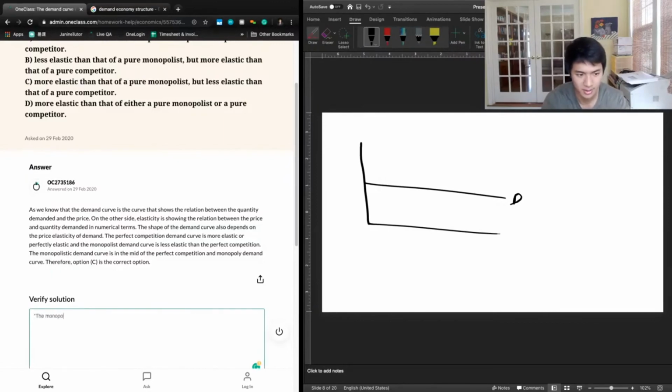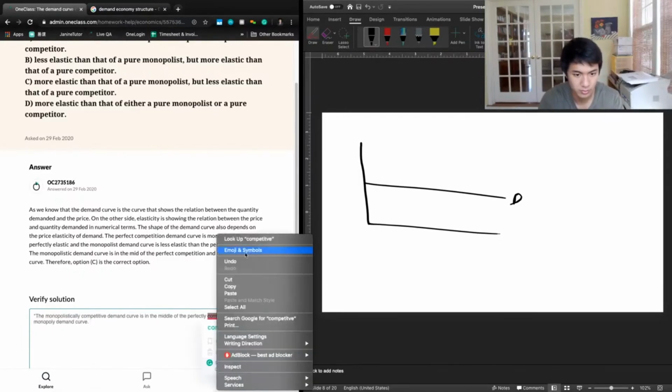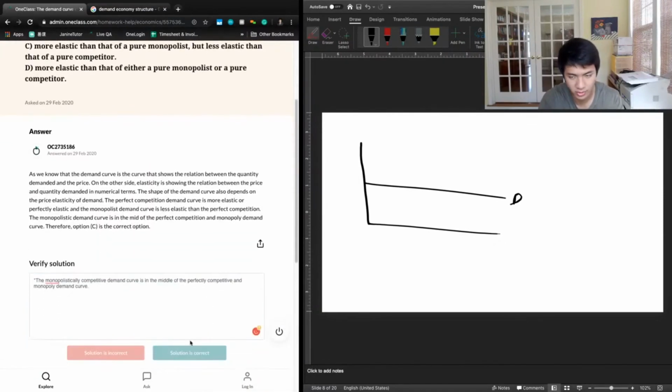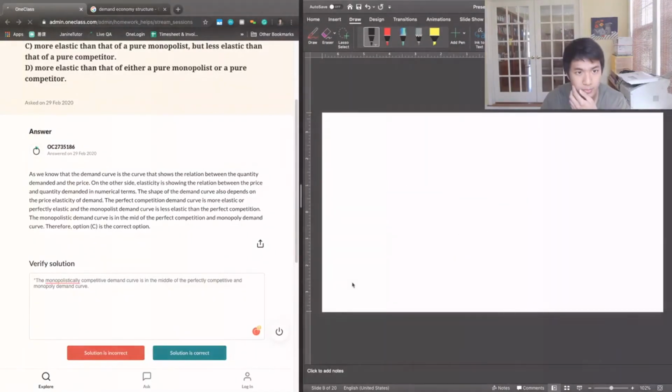So the monopolistically competitive demand curve is in the middle of the perfectly competitive and monopoly demand curves. Okay, so that's still the correct answer, and we can mark that as correct.